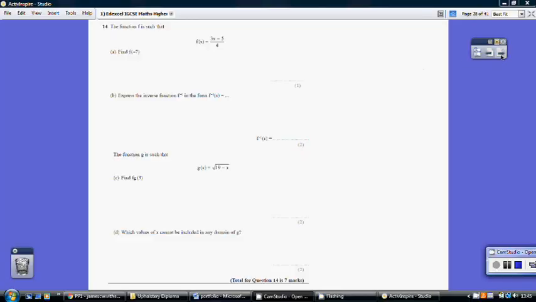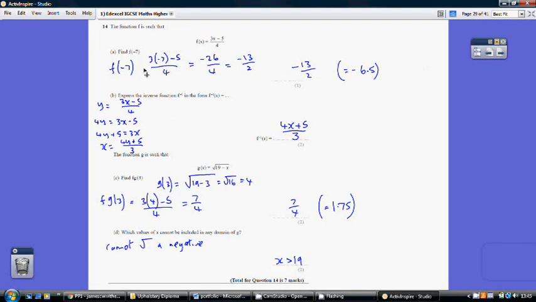Question 14. Part A, we just need to substitute minus 7 into the f function. So 3 lots of minus 7 minus 5 is minus 26 all over 4, which is minus 13 over 2. Could have said minus 6.5 if you wanted. Now for part B, we've got to express the inverse function f to the minus 1. Now to do this, we need to change the subject. So choose to go and let y equal 3x minus 5 over 4 and just change the subject.